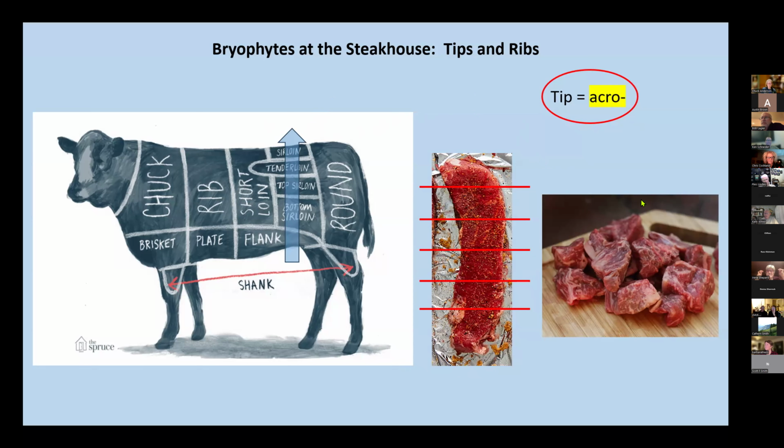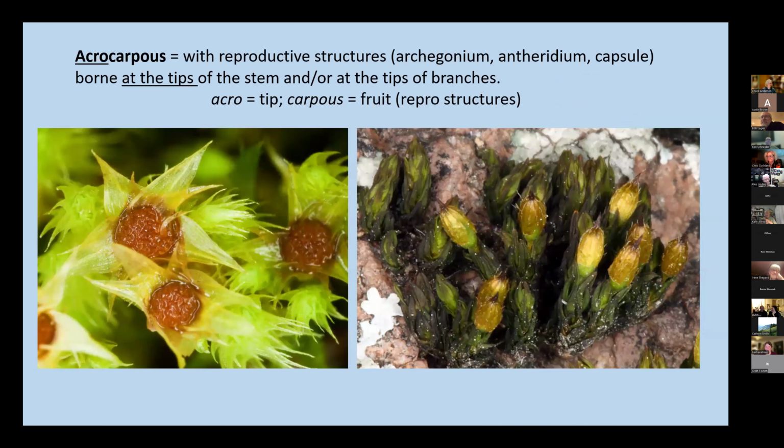And you can get them mixed in, and you can get them on a shish kebab or all sorts of things like that. What you want to remember with your steak tips is acro, which means tip. And when the server brings your steak tips to you, you ask them if they know, or you explain to them how mosses also have steak tips. And I'm trying to get there's the next slide.